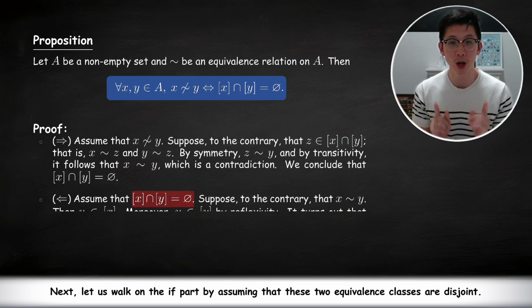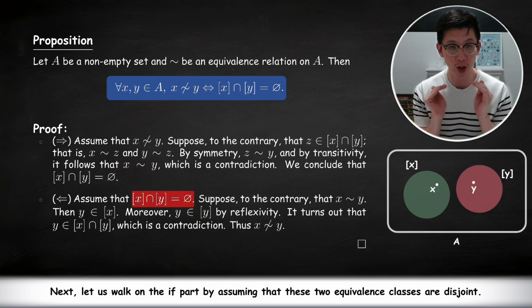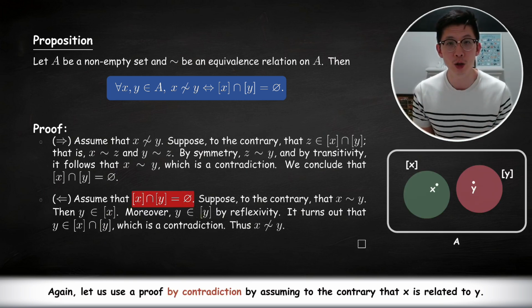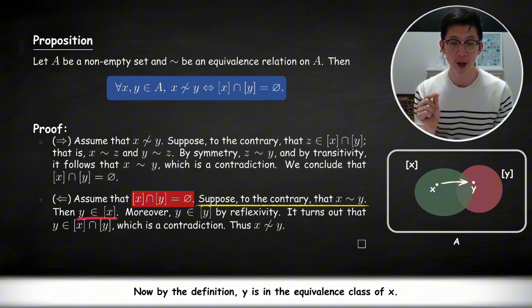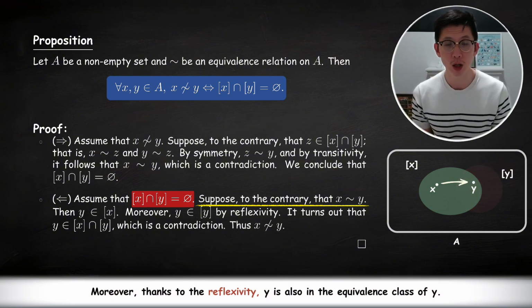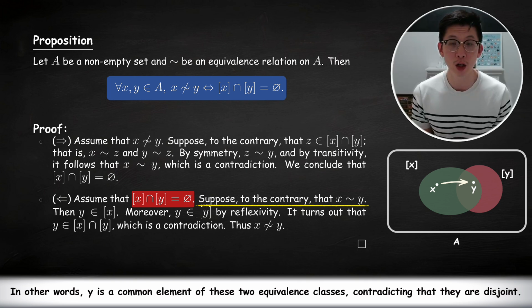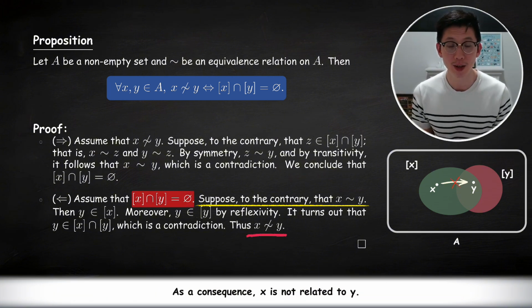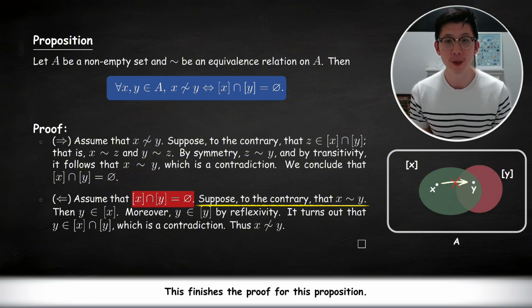Next, let us work on the if part by assuming that these two equivalence classes are disjoint. Again, let us use proof by contradiction by assuming to the contrary that x is related to y. Now, by the definition, y is in the equivalence class of x. Moreover, thanks to the reflexivity, y is also in the equivalence class of y. In other words, y is a common element of these two equivalence classes, contradicting that they are disjoint. As a consequence, x is not related to y. This finishes the proof for this proposition.